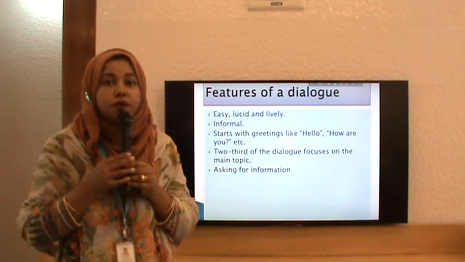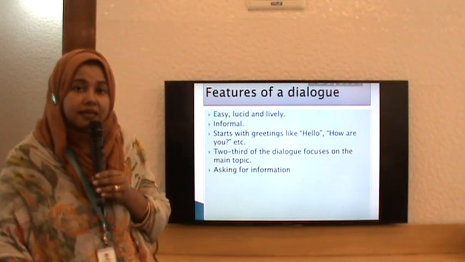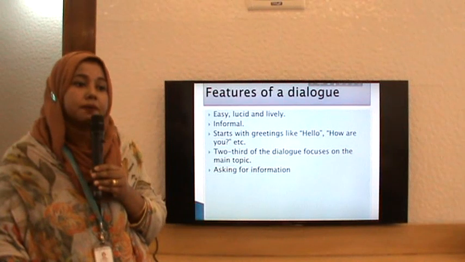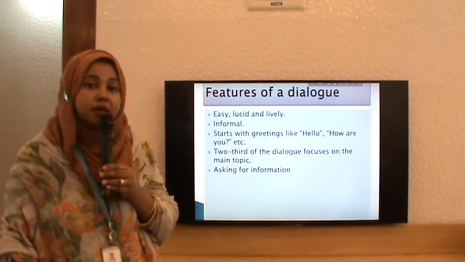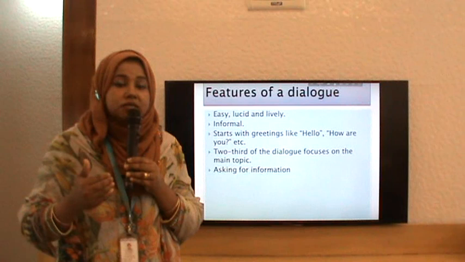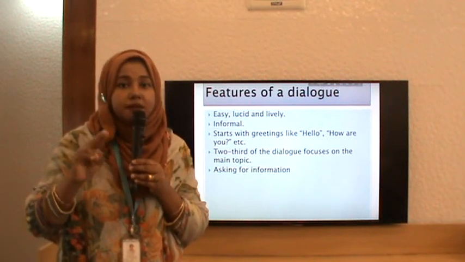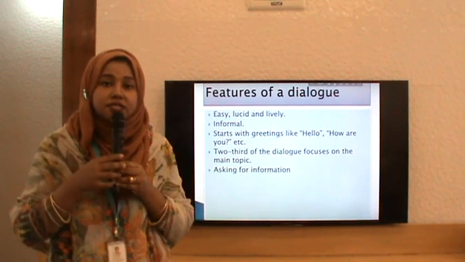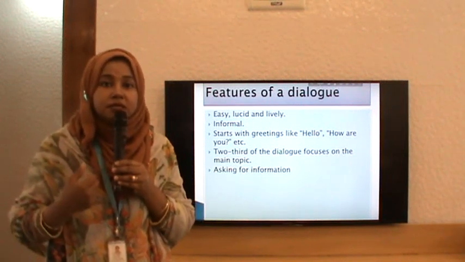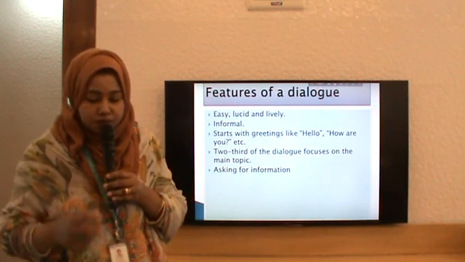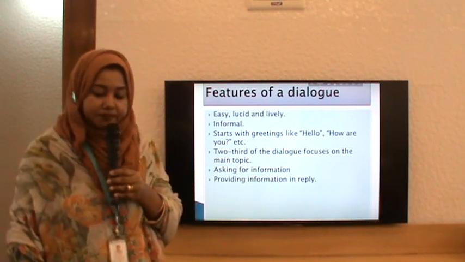If you ask, you are going to get a reply. So asking is very important in dialogue writing, and you can do it with WH questions, because when we need to get information, we have to ask WH questions. So there are two different types of questions. One is the WH question for more, detailed information, and the other is the yes/no question. So we are going to discuss that later.